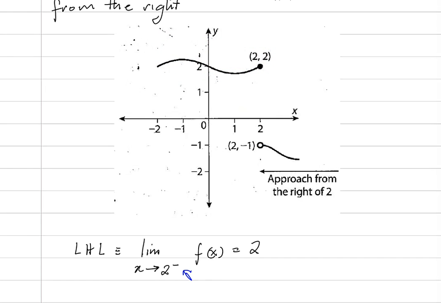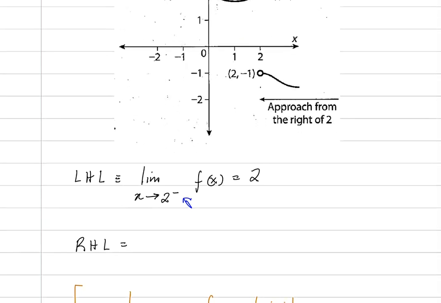Now let's see what happens as x approaches 2 from the right. As x approaches 2 from the right, you can see here, f of x approaches minus 1. So the limit of f of x as x approaches 2 from the right is equal to minus 1.